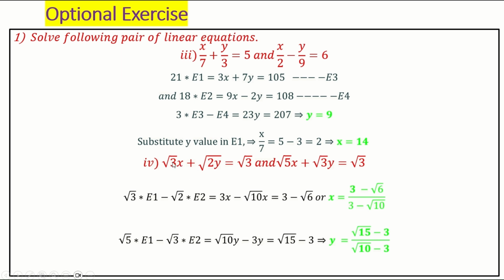Okay, so you look at the x coefficients, square root of 3 and square root of 5. So you multiply the first equation with square root of 5 and the second with square root of 3 to eliminate x. If you want to eliminate y, you multiply the first equation with square root of 3 and the second equation with square root of 2. So you will get the answers.